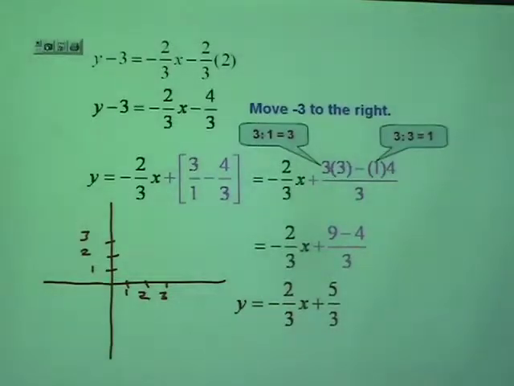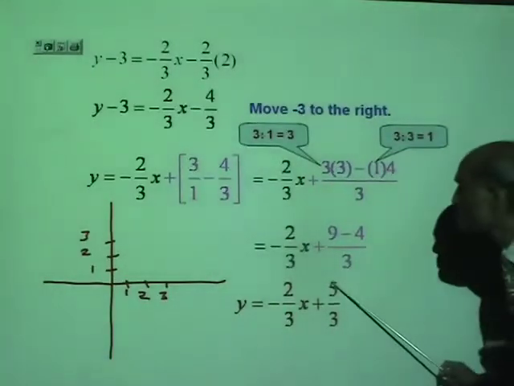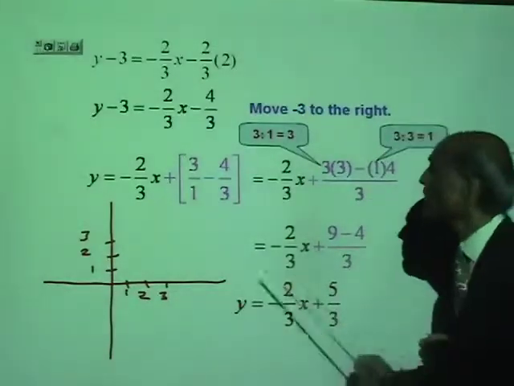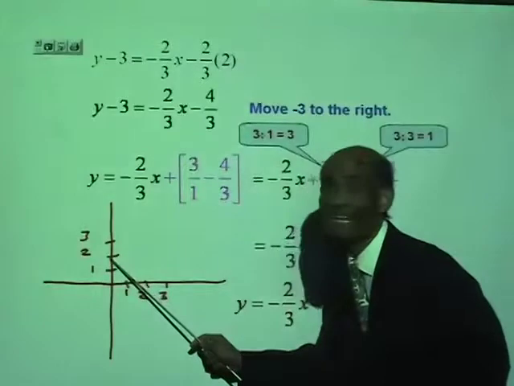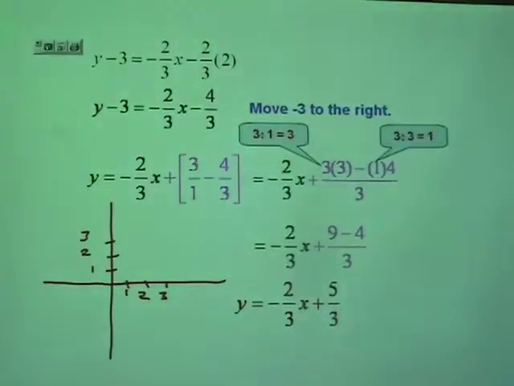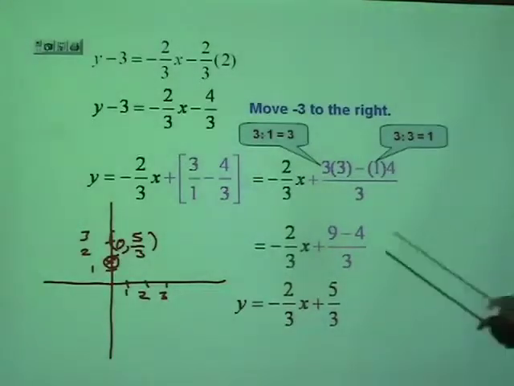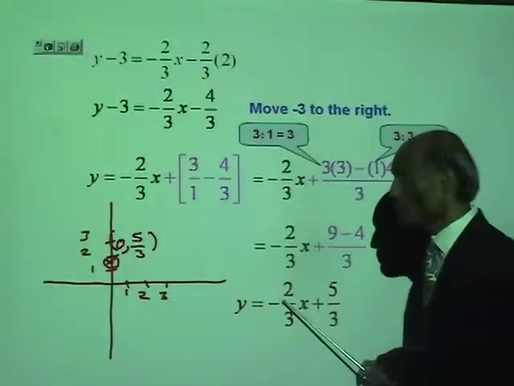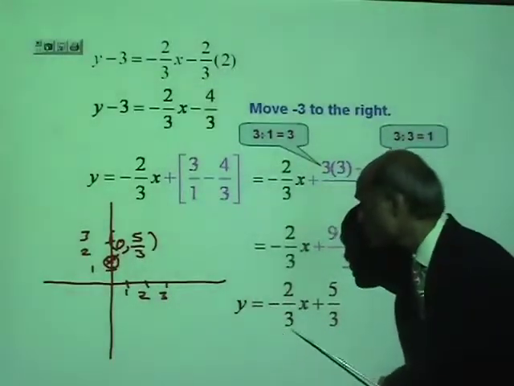Now tell me, where is this point? Y-intercept is 5/3. 5/3 is slightly less than 2. So I will say the y-intercept is here. This is the y-intercept, 0, 5/3. Okay, so we got the y-intercept 0, 5/3. And now we need to draw this using this slope.